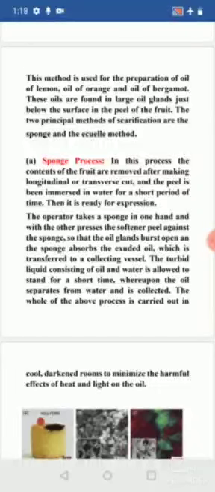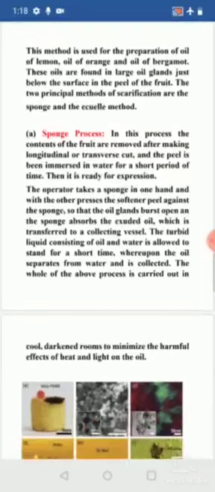Because you have allowed it to soak in water, it contains both oil and water. If you leave it for some time, the oil and water are going to separate, and with the help of a separating funnel, you are going to collect the oil portion and separate the water portion.